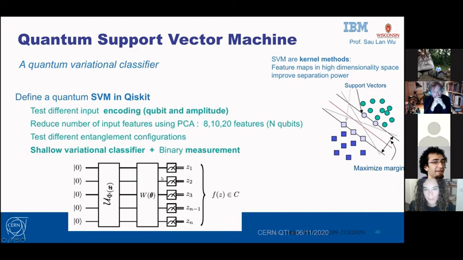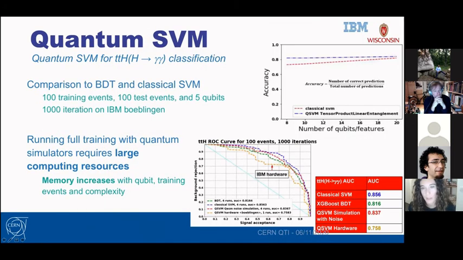The results that I have are not the latest. Those are actually from some months ago, and they were run on the IBM hardware. You can see two things. I mentioned before the fact that we need to run the support vector machine on a limited set of features. So there is here a comparison of the effect of limiting the number of input features on the final accuracy. And you see that this is not a problem for the quantum implementation.